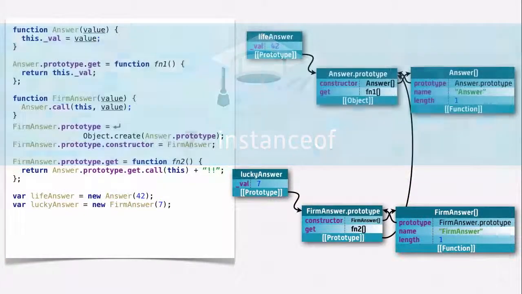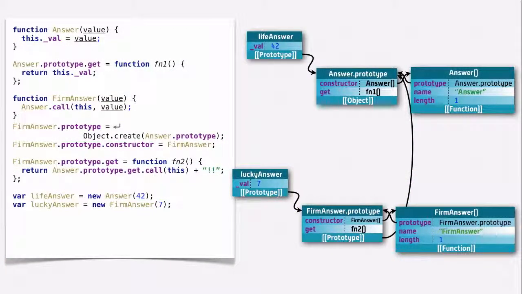There's one more detail I'd like to share with you. It's often convenient to know which class was used to instantiate an object. To achieve that purpose, JavaScript has a keyword, instanceof. The way this works is it looks at the prototype of a constructor and compares it to the object. And this is actually a little hard to understand unless you see it, so let me just show it to you. We can ask if lifeAnswer is an instance of answer.